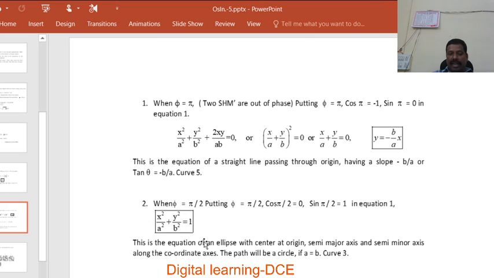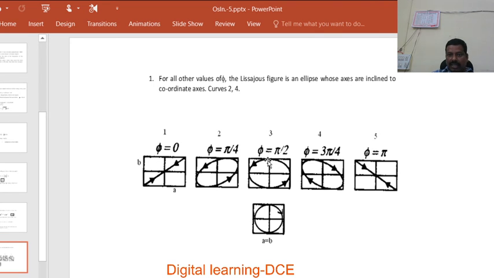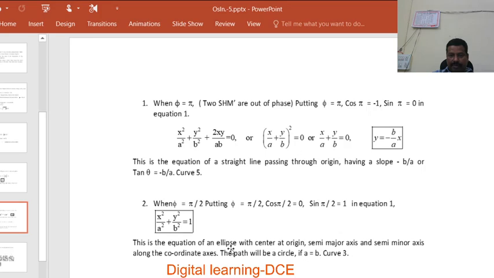This is a symmetric ellipse. This can be observed here. This is for phi is equal to pi by 2. A symmetric ellipse can be observed here. If a equal to b, then we are going to observe this case, that is the circle case. Other than that we are going to get a symmetric ellipse.